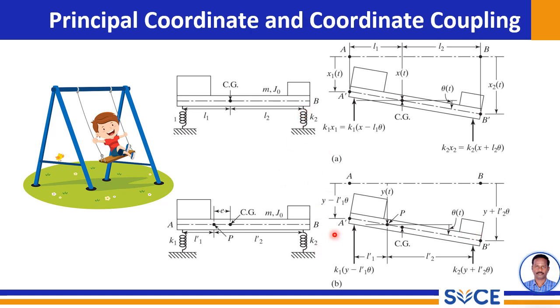Comparing these two figures, we can see how the arrangement of springs can significantly impact the degree of coordinate coupling. In figure A, the coupling is pronounced, while in figure B, it is minimized. Understanding these kinds of configurations is very much crucial in designing systems so that we can effectively control vibration and noise.